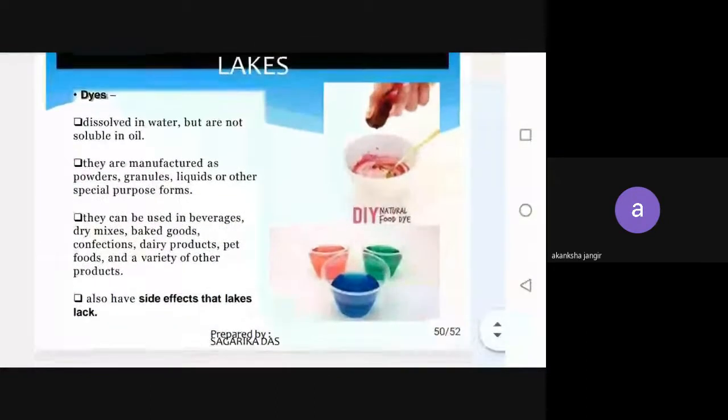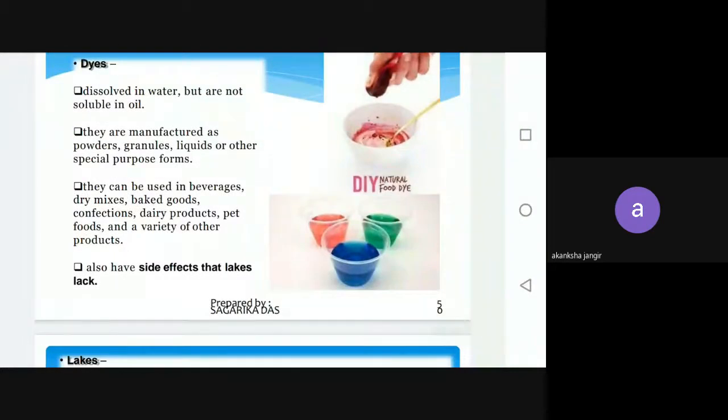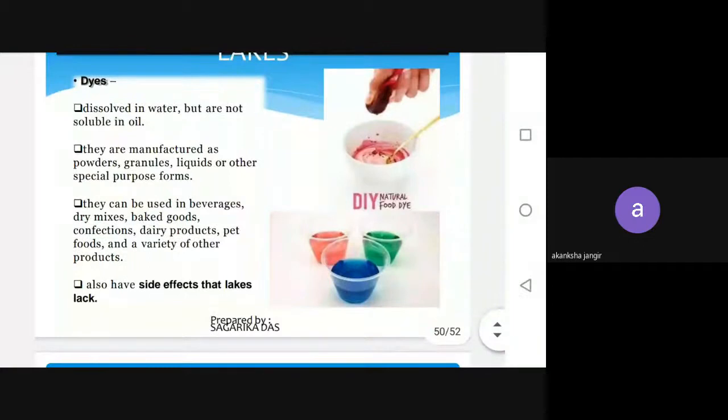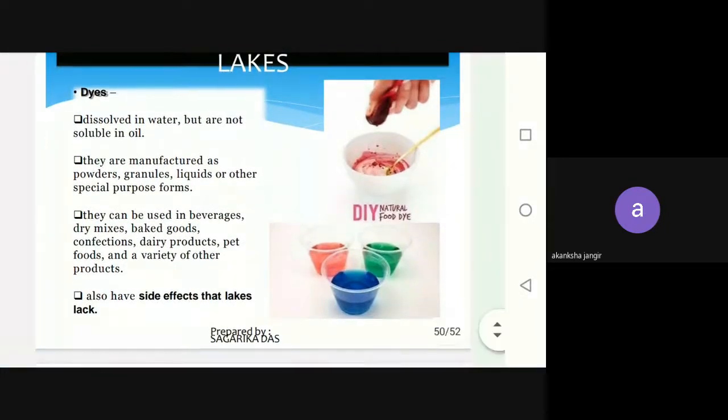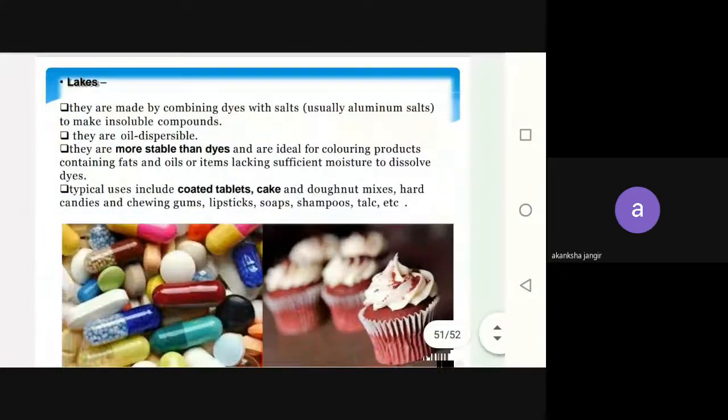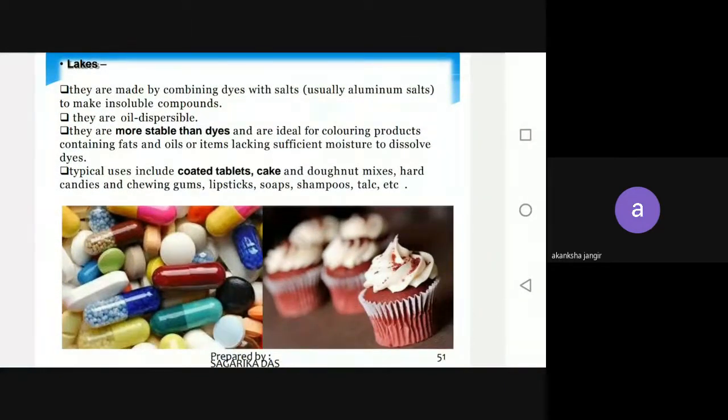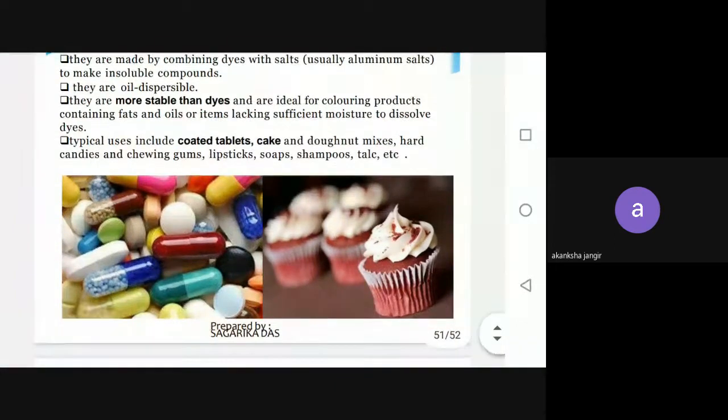Dyes are manufactured in the form of powders, granules, liquids, and other forms in which they are required by the food processing industries. Dyes sometimes have side effects. Coming to lakes, they are more stable than dyes. Their typical uses are in different food products like cakes, tablets, and candies, and non-food products also find uses for them.